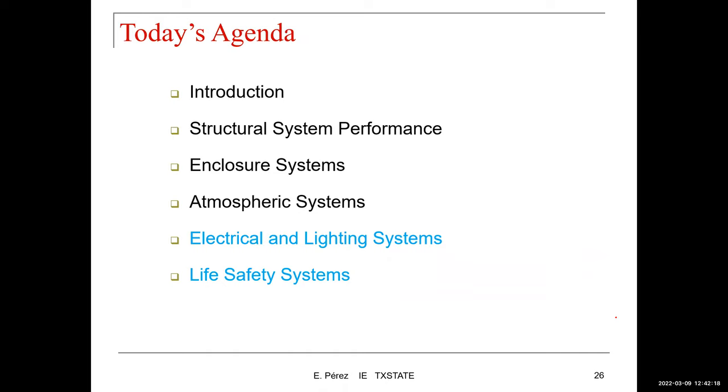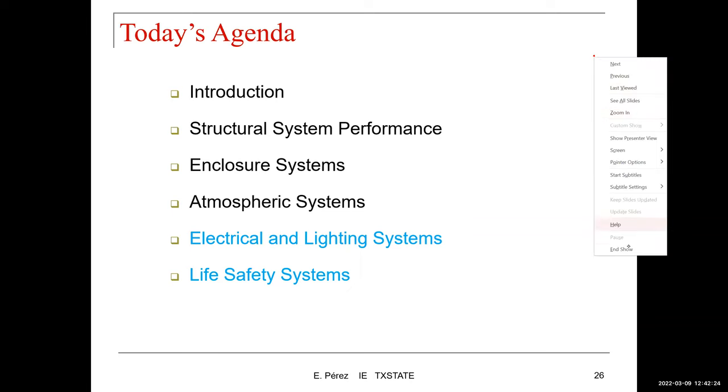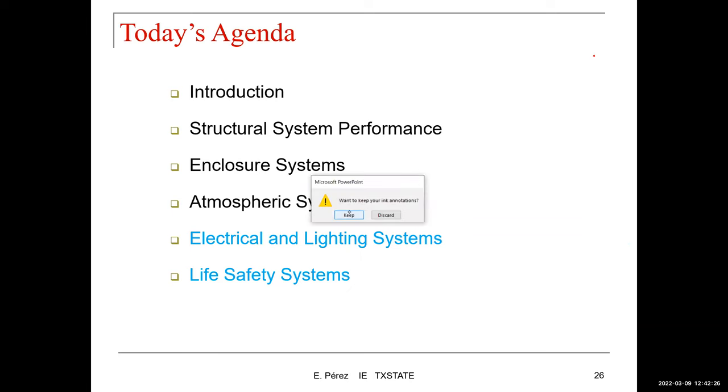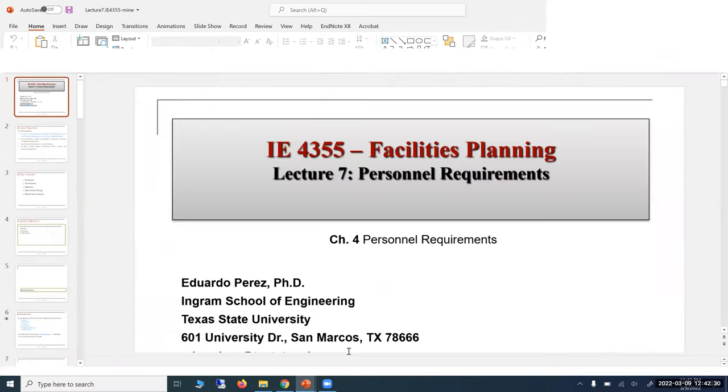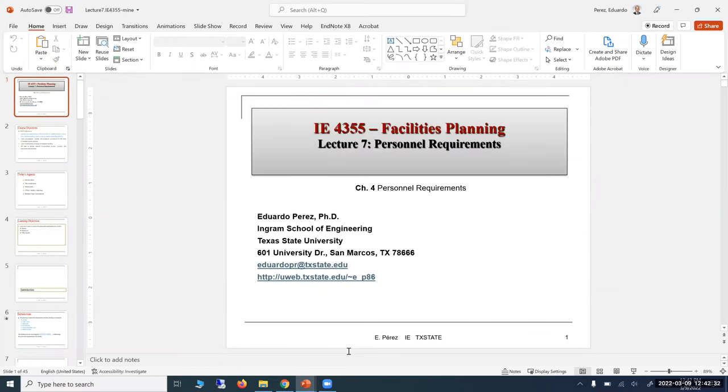And that's in general in terms of life safety systems. In our next lecture, we're going to look at personnel requirements. Here we're going to focus more on the needs of the staff and how the facilities design must accommodate those needs.